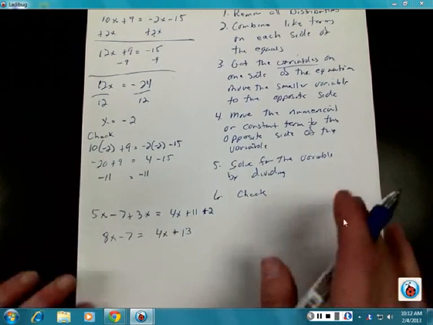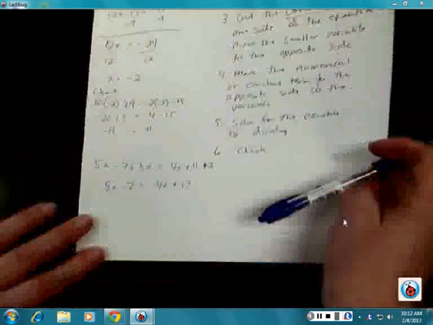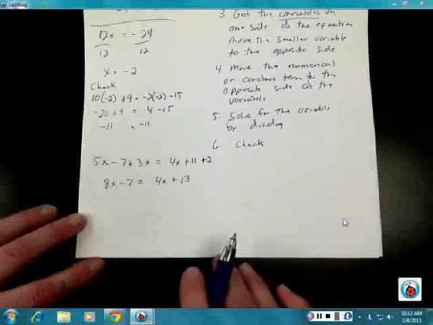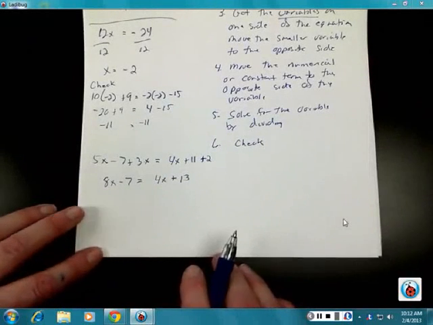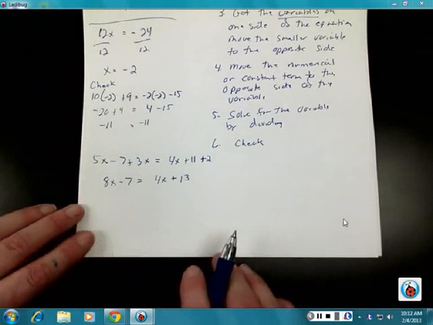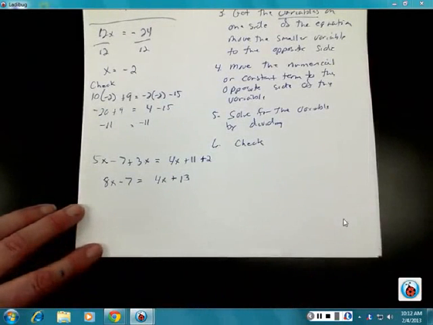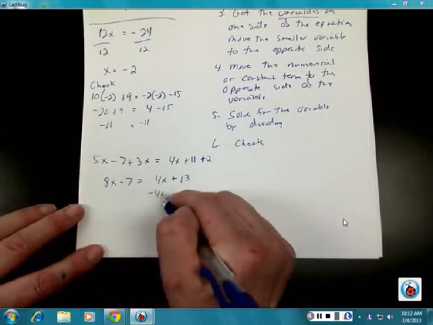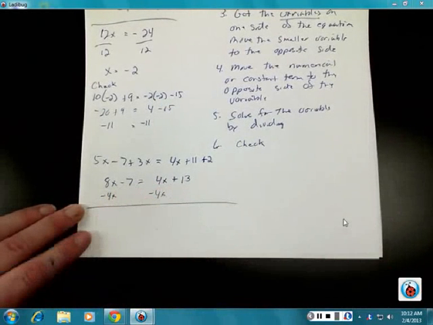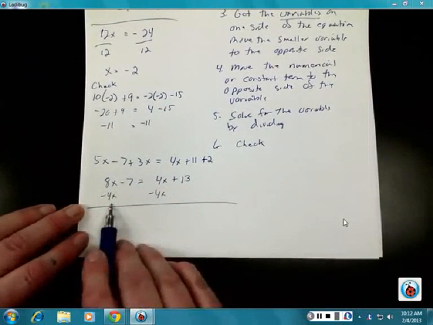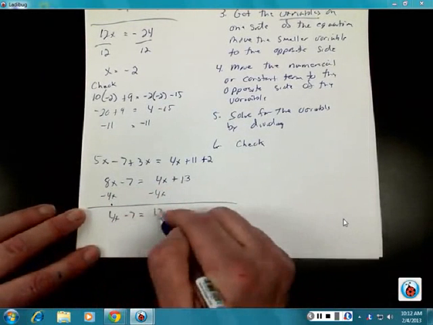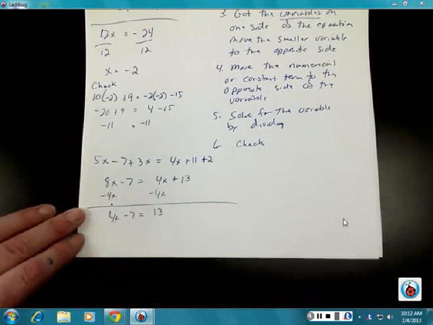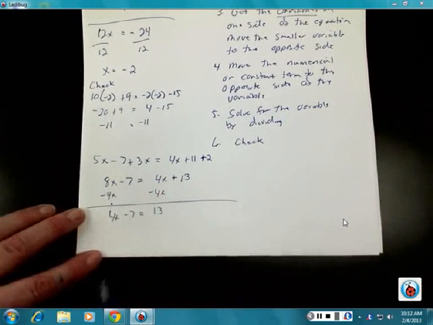We don't want to do the 7, and we don't want to do the 13. We want to do the variables. So I want a minus 4x from both sides. 8x minus 4x is 4x, minus 7. And then I bring down my 13, because there's nothing left on this side. Again, those long lines in there, don't forget.